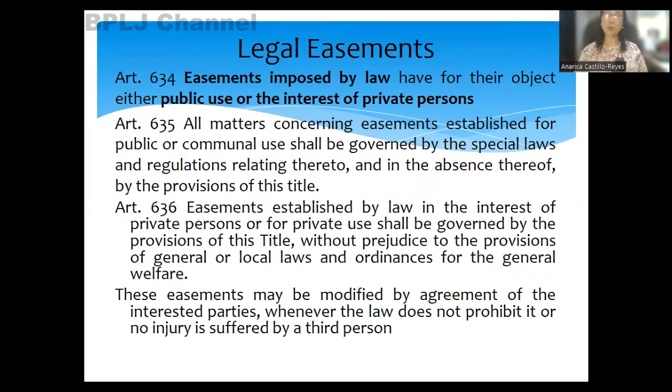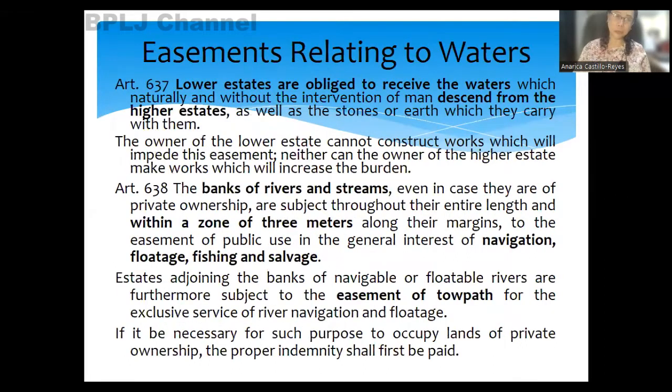Okay? Let us now go to legal easements or those easements which are imposed by law. Easements imposed by law have for their object either public use or the interest of private persons. So all matters concerning easements established for public or communal use shall be governed by the special laws and regulations, and in the absence, by the provisions of this title. Easements established by law in the interest of private persons or for private use shall be governed by the provisions of this title without prejudice to general or local laws and ordinances. These easements may be modified by agreement of the parties whenever the law does not prohibit it or no injury is suffered by third persons.